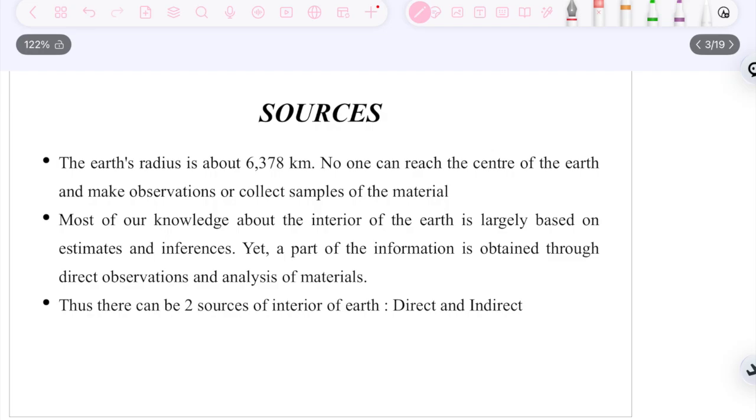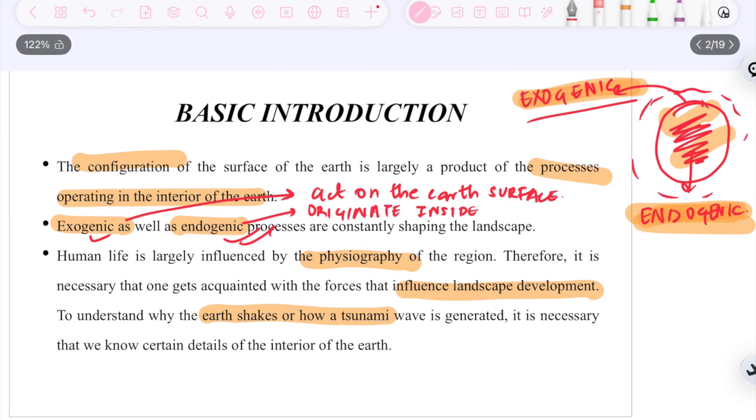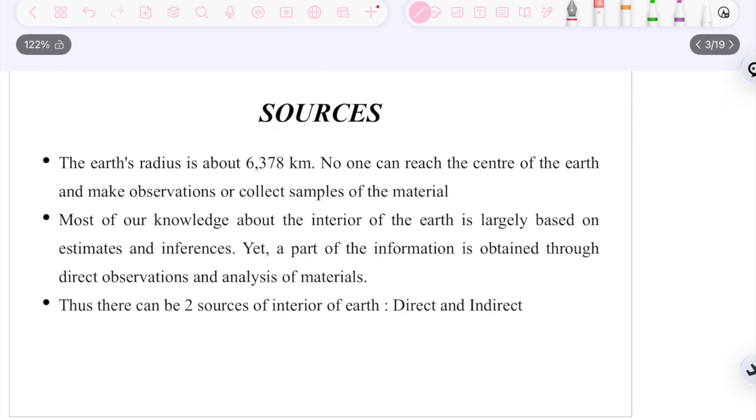Now let's consider the sources of studying the interior of the Earth. Before jumping on to the sources, let's see an animated video to understand the sources.